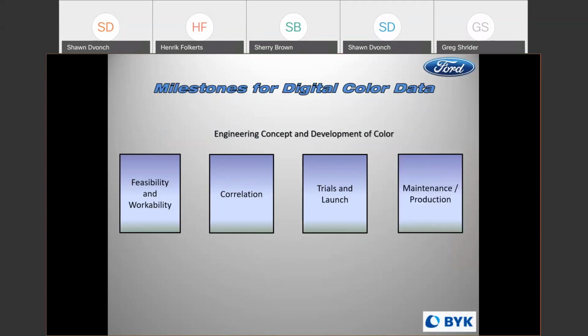And then finally, we get into what we call maintenance and production. After we've done all our work and gotten a color and brought it to launch, we launched that vehicle. How do we maintain color, and how do we look for how we can continuously still improve?